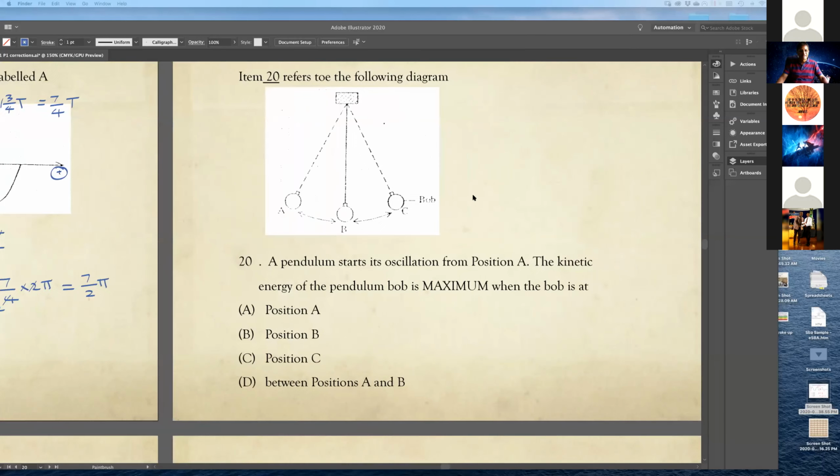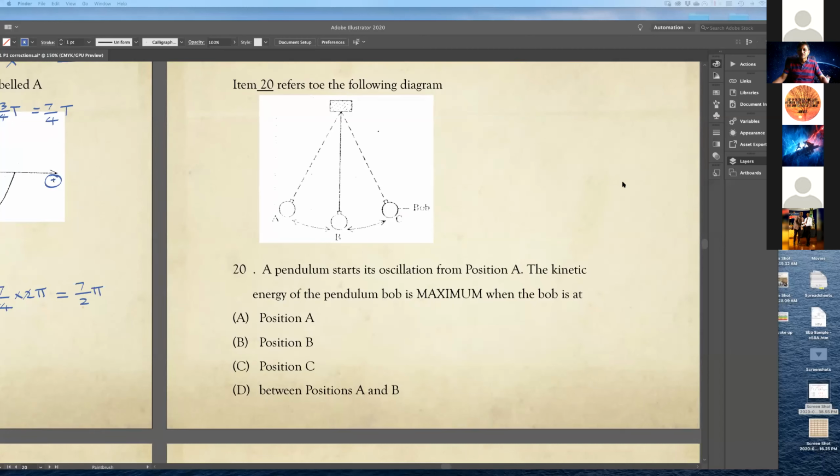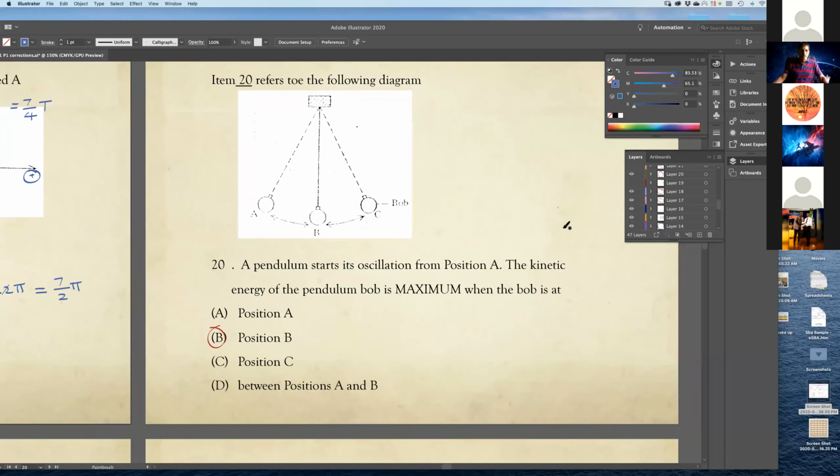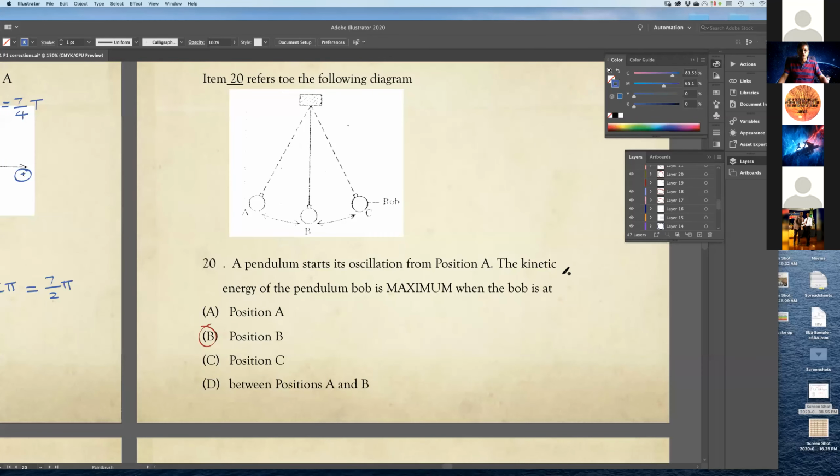Number 20. Let's see. The pendulum starts its oscillation at position A. The kinetic energy of the pendulum is maximum, obviously, at B.